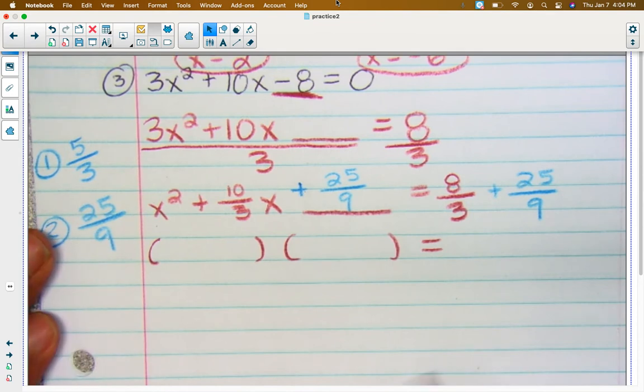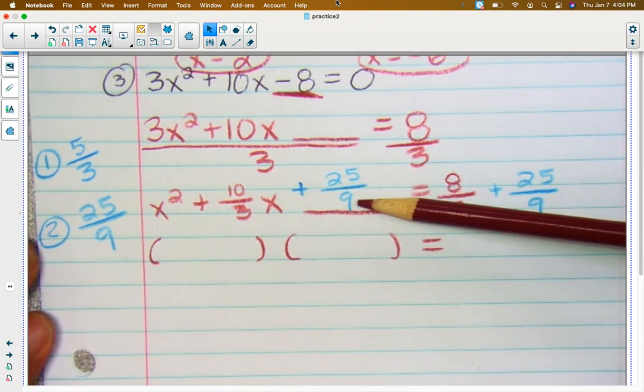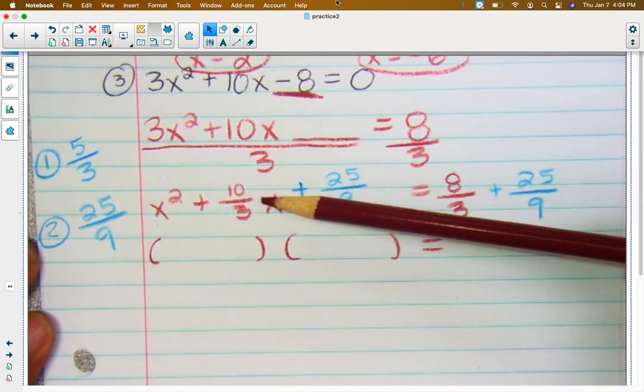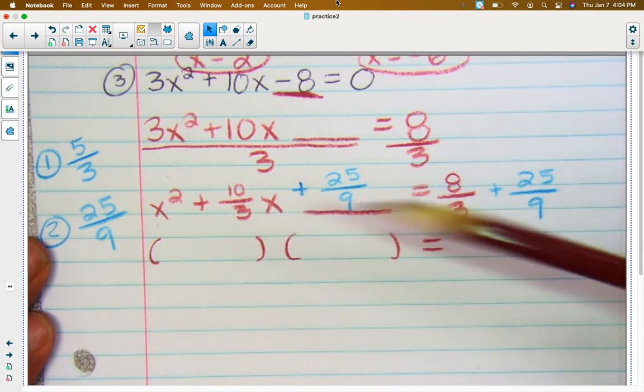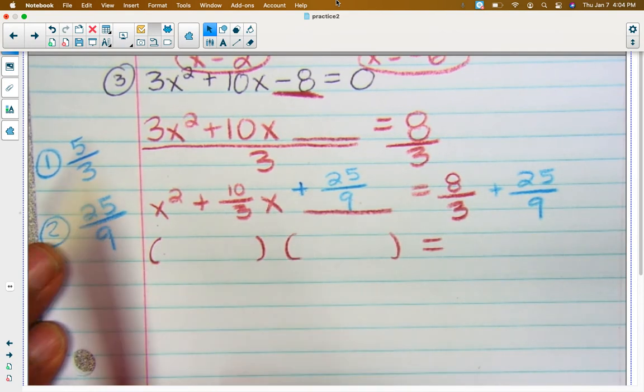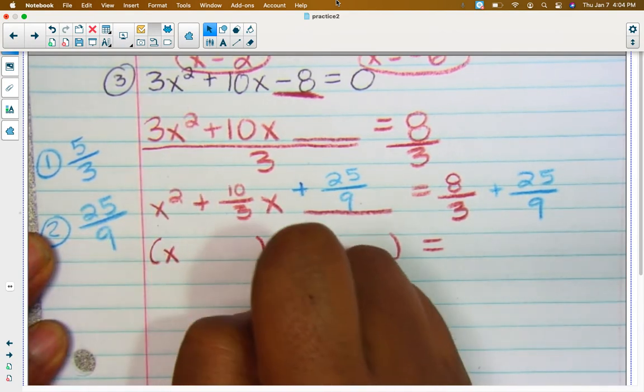We need two numbers that multiply to give us 25 ninths and add to give us 10 thirds. So we know that something times something has to give me x squared, so that's x.